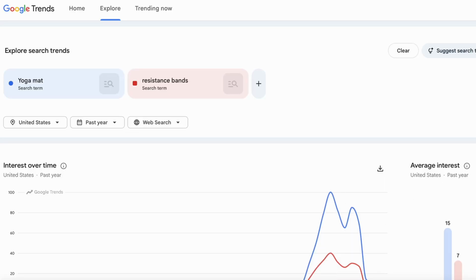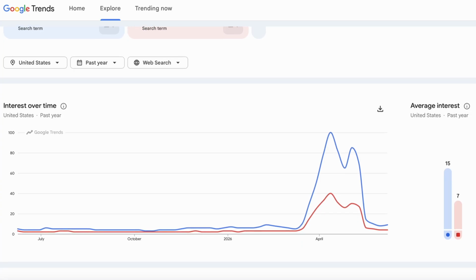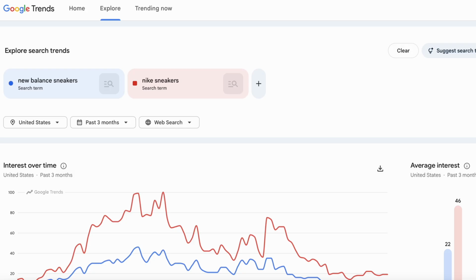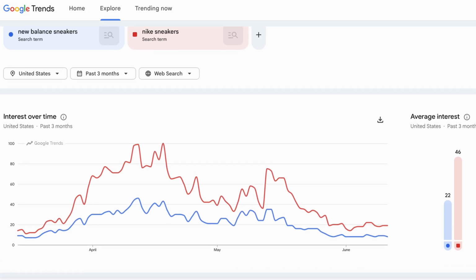Google Trends lets you compare up to 5 search terms on the same graph. So if you're choosing between several product ideas, don't just guess, compare them. Gold jewelry versus silver jewelry, yoga mat versus resistance bands, air fryer versus pressure cooker. You'll see which trend is growing, which one flatlines, and which one has stable demand all year long.